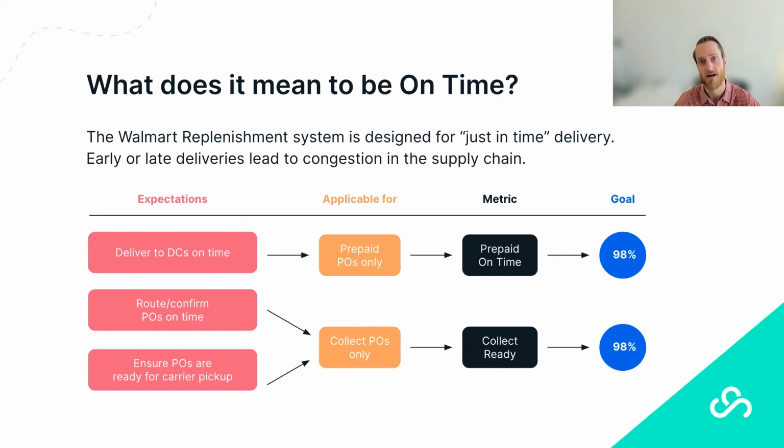And then the second step is when Walmart's truck is coming to pick up that product, that the warehouse is open and has that PO ready to be picked up in a timely manner. And so that's the second part of the requirement, is actually being available to have that PO picked up at the scheduled time. And the goal, just like for prepaid, is 98% of the goods meet both of those requirements on collect.